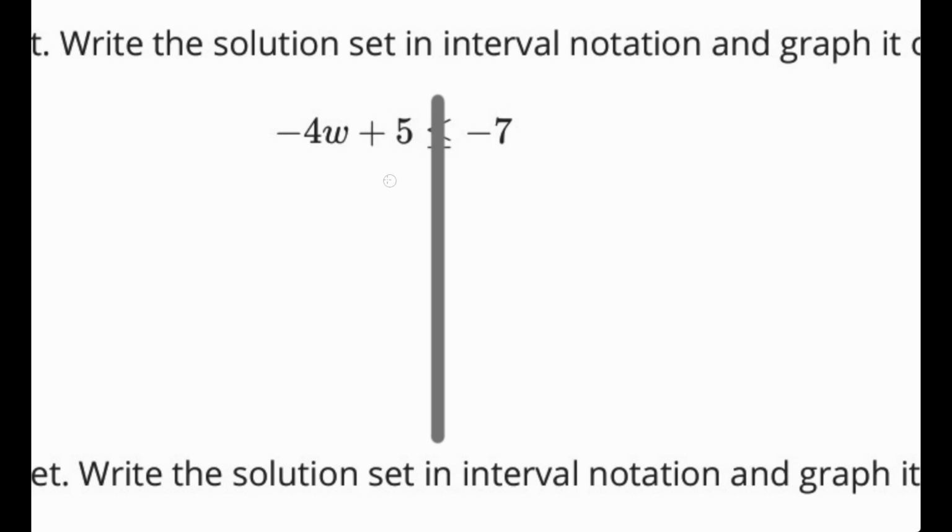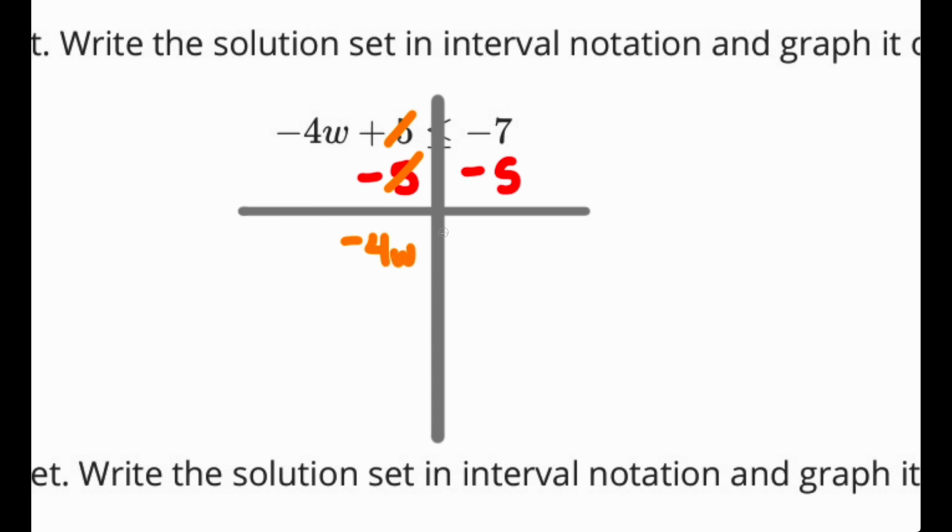First thing we're going to do is subtract 5 on both sides. I'm going to put a little barrier up there. The reason we're doing that is, again, the goal is to get W by itself. So we got rid of that 5. Next we're going to get rid of that -4. In the meantime, let's rewrite it here. We got -12 right there.